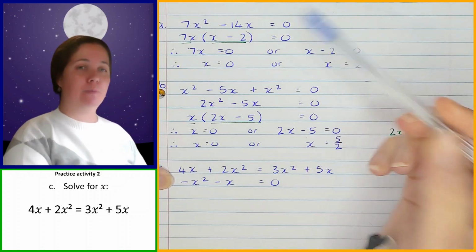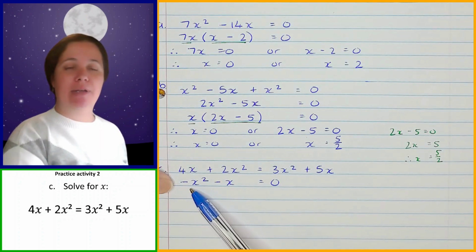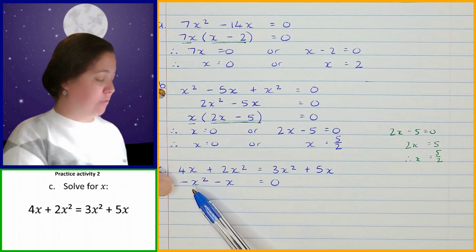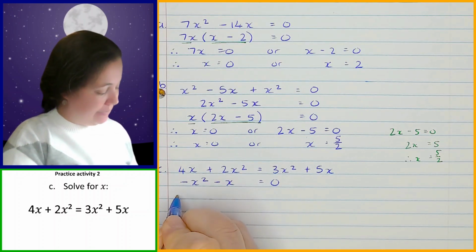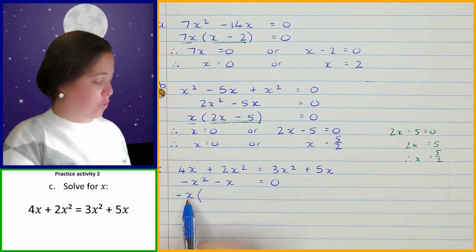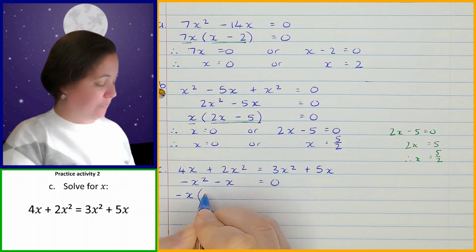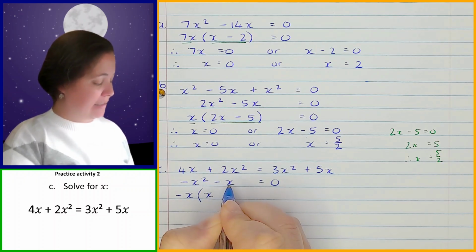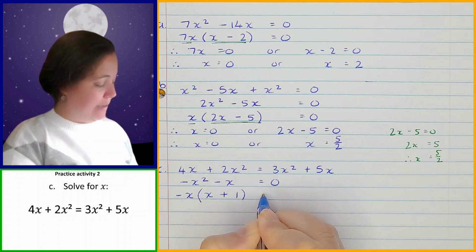Again, just like in the example that I did with you earlier, I don't want to have negative x inside my bracket. So I'm going to take out a common factor of negative x. Okay, so I'm going to have negative x as my common factor, and then I divide each of the terms by that. So negative x squared divided by negative x is positive x, and negative x divided by negative x is positive 1 equals 0.